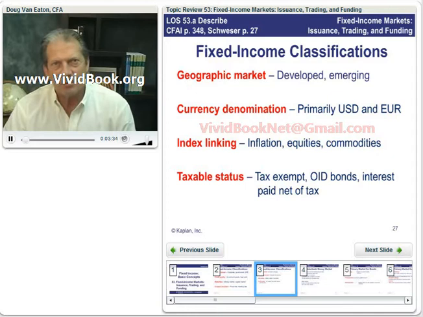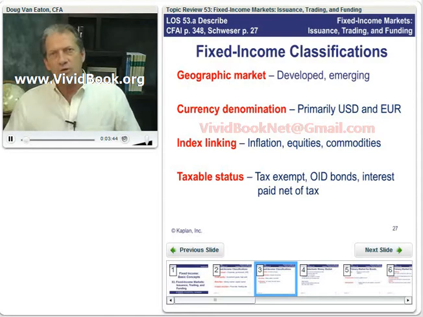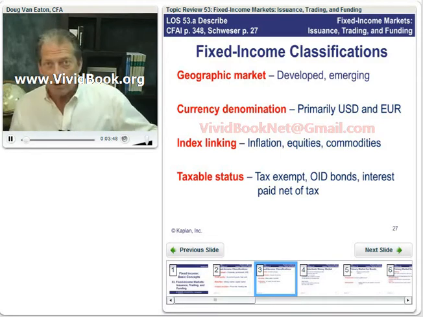So we can look at it that way. Clearly, we can talk about currency denomination. Now, bond issuance in terms of total volume is very heavily weighted toward U.S. dollar bonds and euro-denominated bonds. We could talk about yen bonds and things like this. So that's a pretty clear classification.